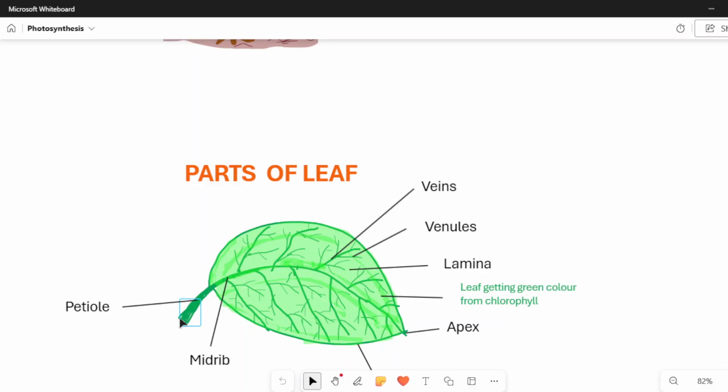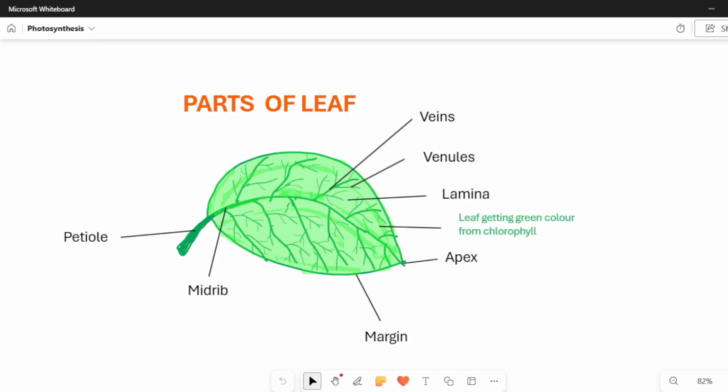petiole, which connects to the stem of the plant, midrib, which is the biggest vein inside the leaf, the apex, and these small branches are called veins, and further smaller branches from the veins are called venules. This surface of the leaf is called leaf blade or lamina, and again this leaf is getting the green color from chlorophyll, as we all know, and this corner, the border of the leaf, is called margin. So now we have understood the structure and parts of a leaf.